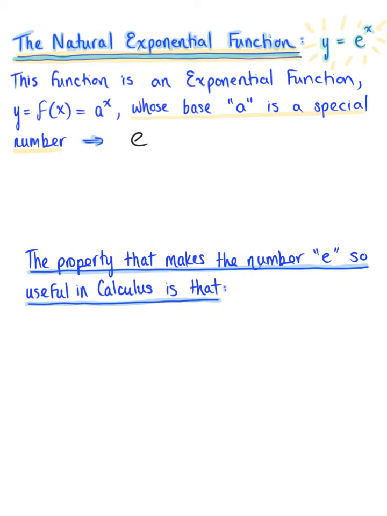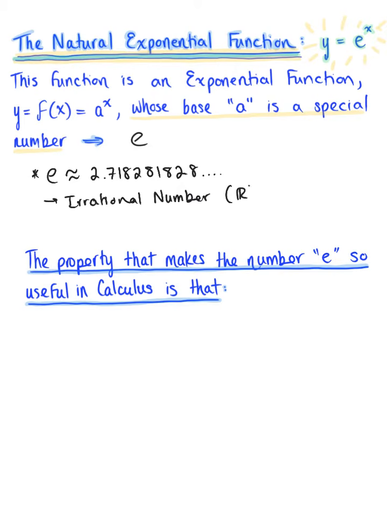And that special number is e. So if we were to take our calculators and plug in e and hit enter, we would see that e is approximately equal to 2.7182818828, and so on. So it keeps going on forever. This is an irrational number, a real number that never terminates and never repeats.